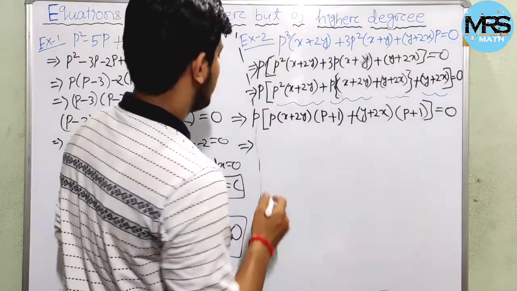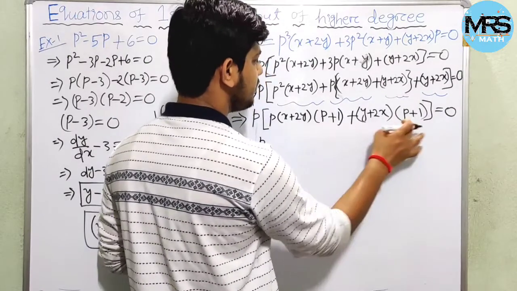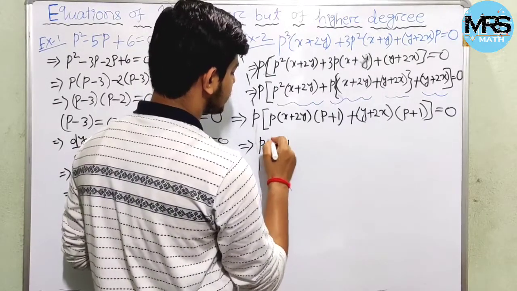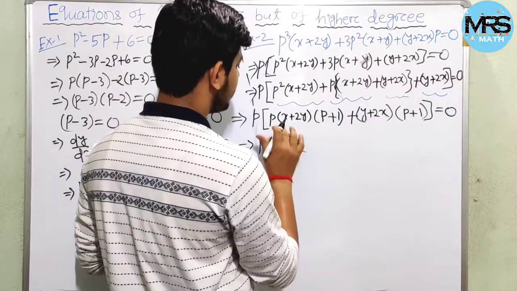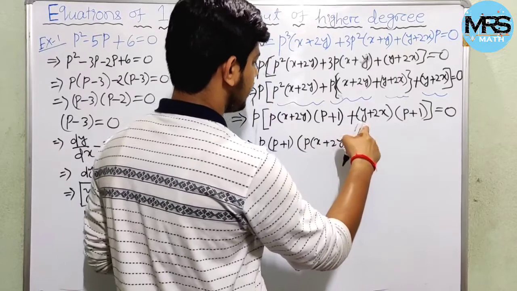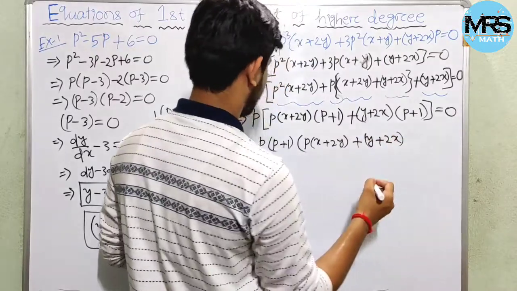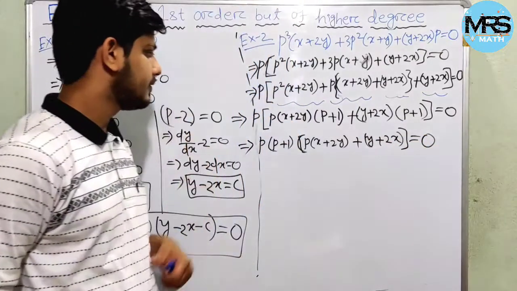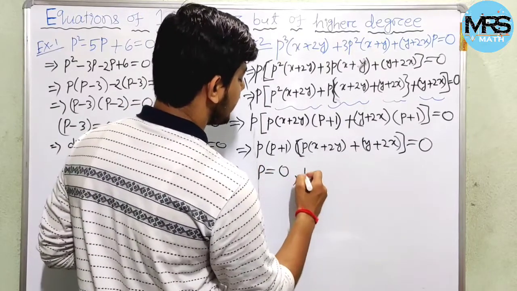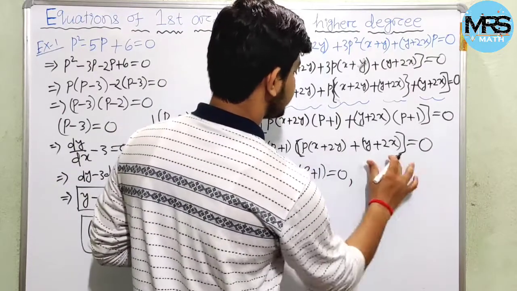Now p is there. From this term and this term, what can we take common? p plus 1 is there in both the terms, so you can take p plus 1 common. Then here we get only y plus 2x, equal to 0. Now p equal to 0 we can take, and p plus 1 equal to 0, and this term equal to 0.